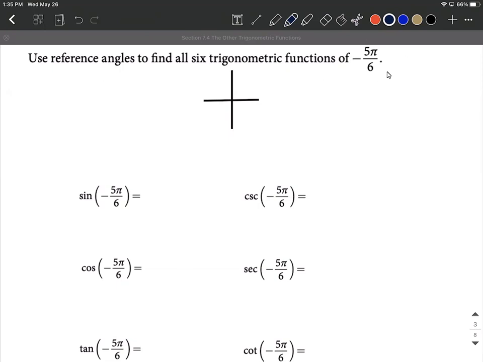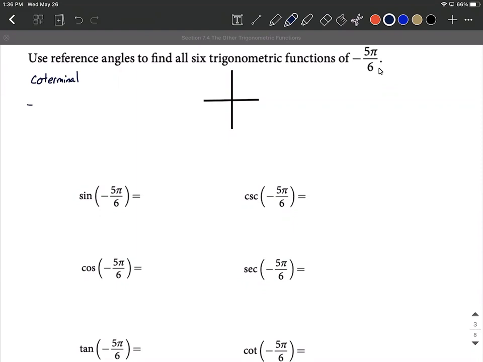Before we do that, I do notice on this example that we are given a negative angle. I don't like dealing with negative angles, so what I would probably do first of all is find a coterminal angle. To find a coterminal angle, what that means is it's wrapped around either one more or one less time all the way around the circle.